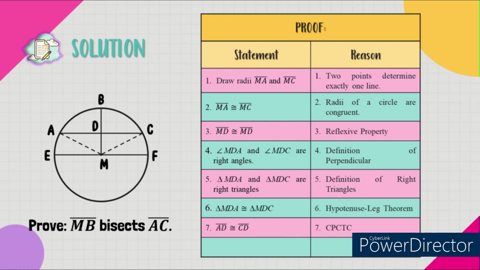And then finally, for the last proof, number 8. Line segment MB bisects line segment AC. And this is the thing that we need to prove, right? So here is the reason: the definition of bisector. Again, a bisector is a line that divides something into 2 equal parts. So now here is the proof for this statement.